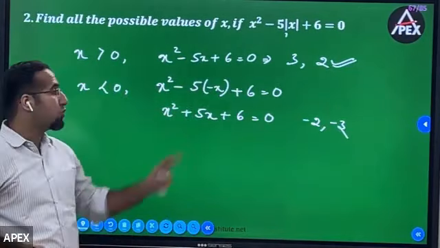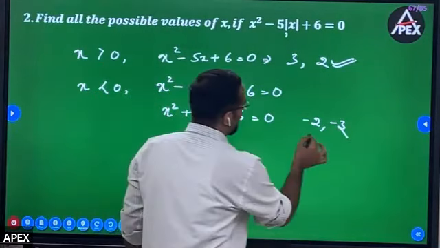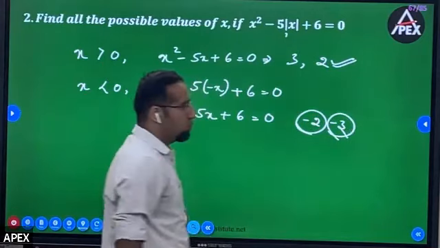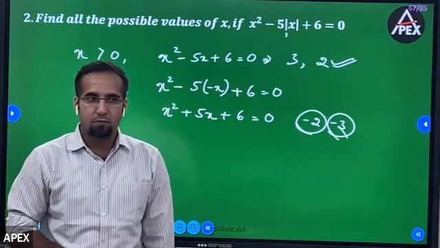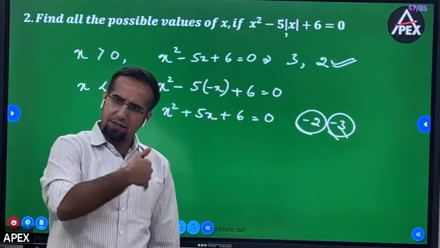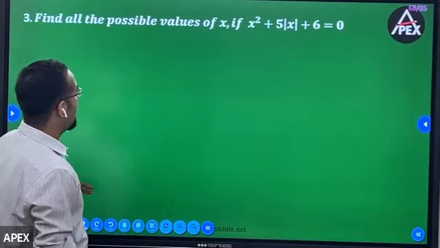Are these two also the values that are satisfying the range? Yes, this is also satisfying. So therefore you have 4 possible values, which are 2, 3 and minus 2, minus 3. Clear? Going step by step and understanding the whole concept here. Let's solve this please.